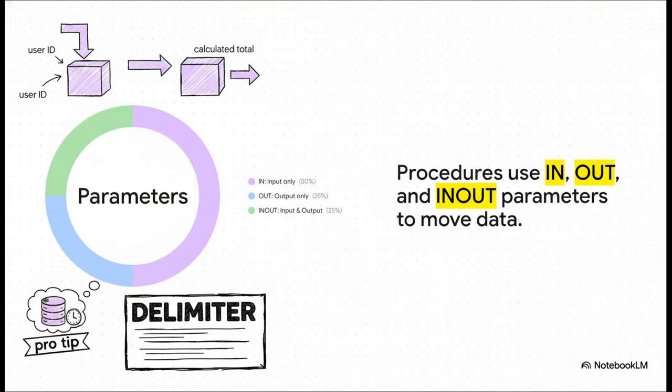So how do you talk to these procedures? You use parameters. It's pretty straightforward. You have in parameters to pass data into the procedure, like a customer ID. You have out parameters to get data back from it, like a final sales total. And then you have in-out, which is a two-way street. You pass a value in, the procedure can change it, and then it passes the new value back out.